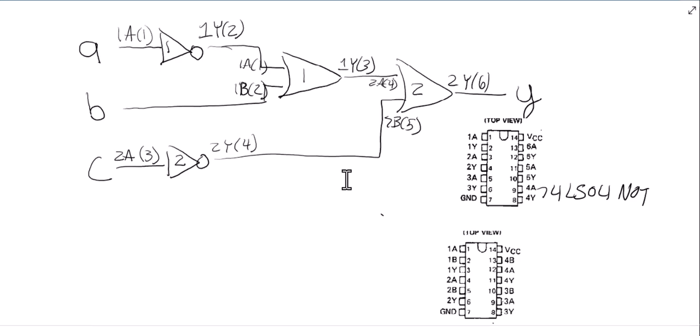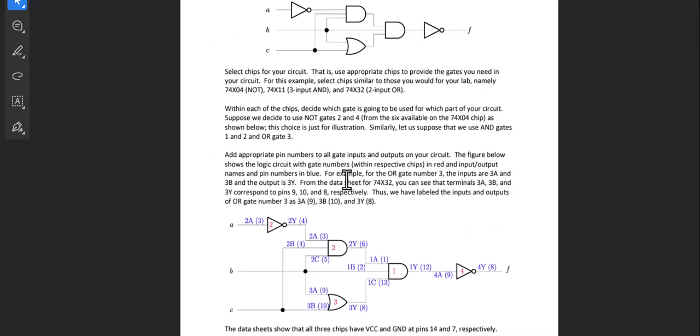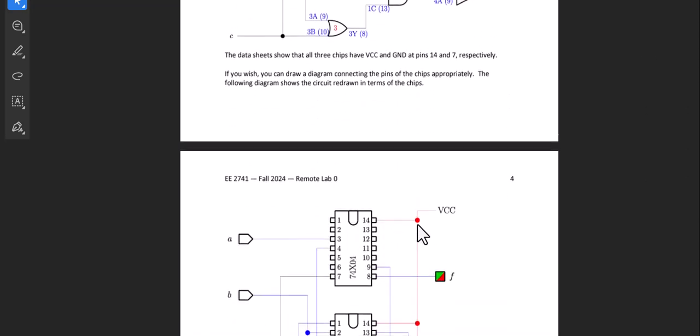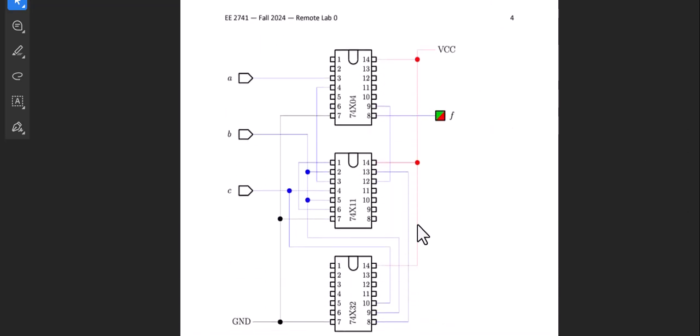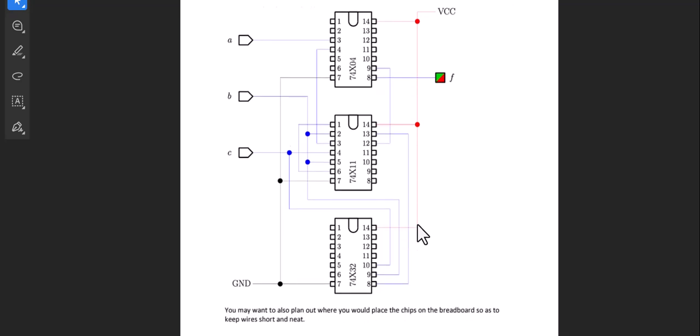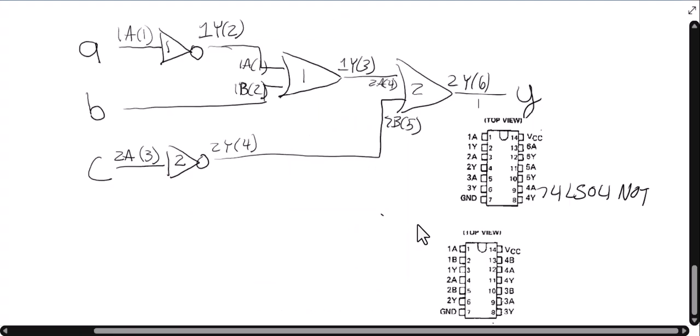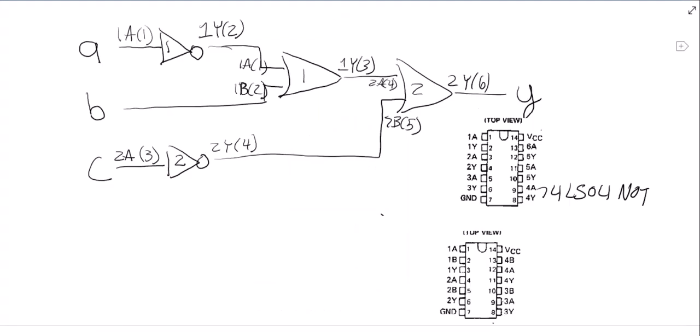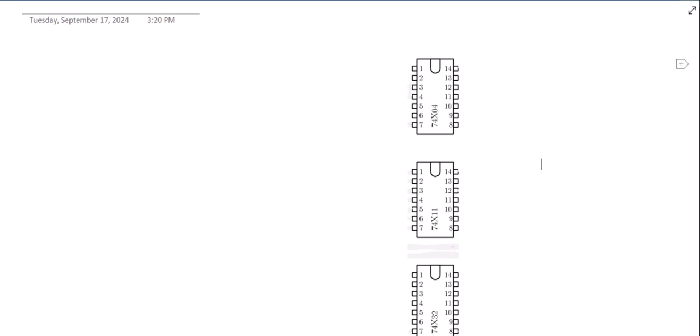So that's the first kind of drawing you're going to create. The second kind of drawing you're going to create is the one that actually shows how you're going to put the chips in. You're going to have your switches, and you're going to have VCC, and you'll have ground, and you'll show how they're set up. So we're going to do that. Okay, so we are not using this one.